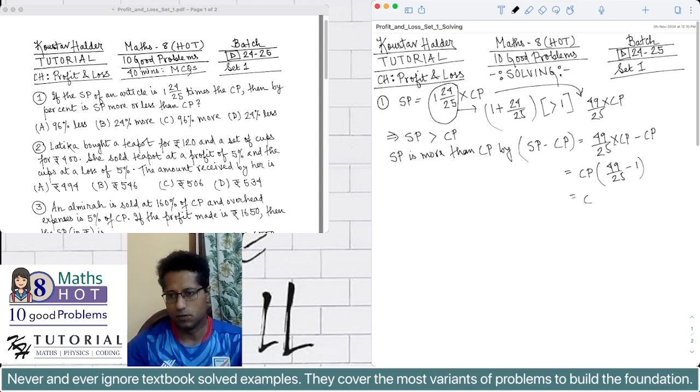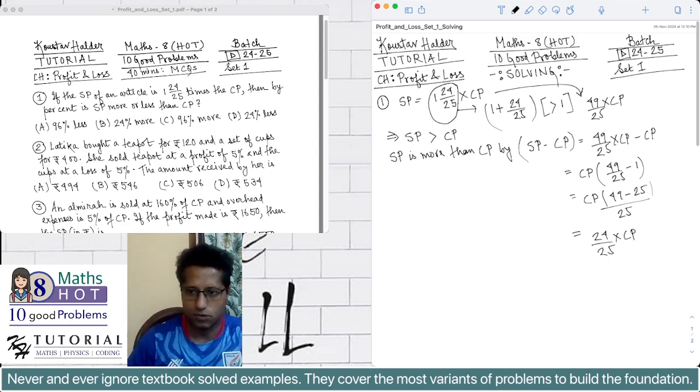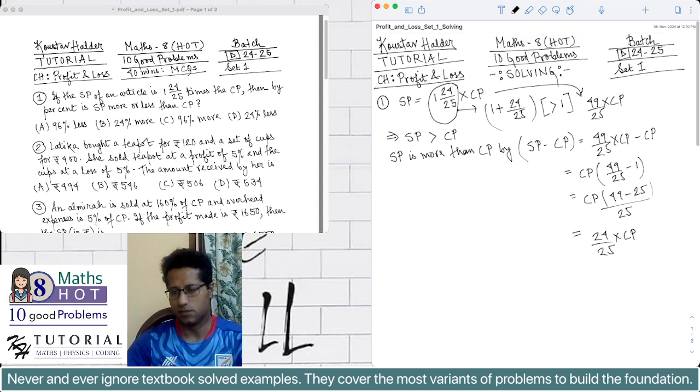This is equal to CP multiplied by 49 minus 25 divided by 25, and this is equal to 24 by 25 multiplied by CP. So this is the difference, that is, this is the value by which the SP is greater than CP.